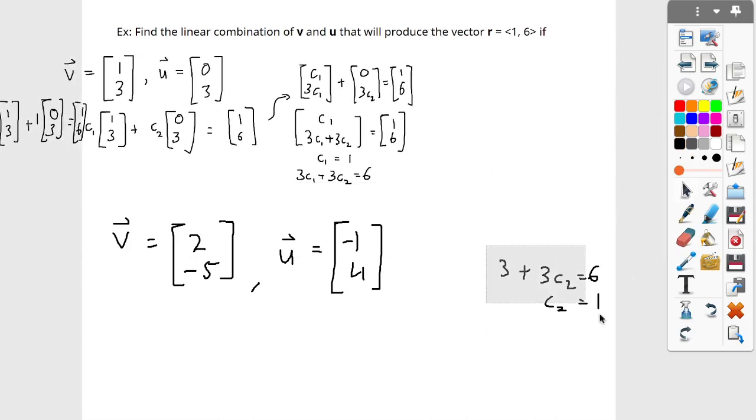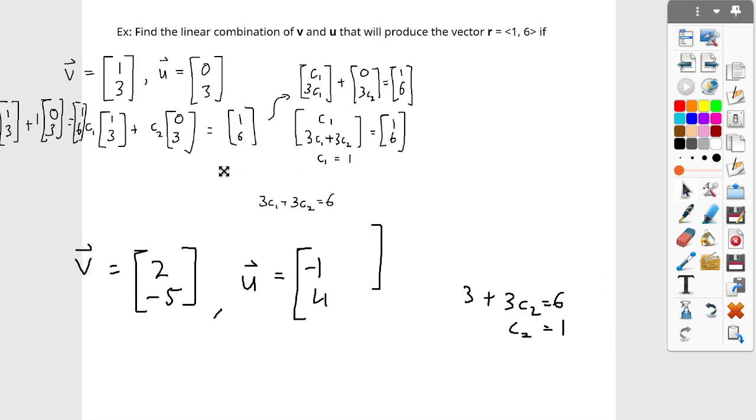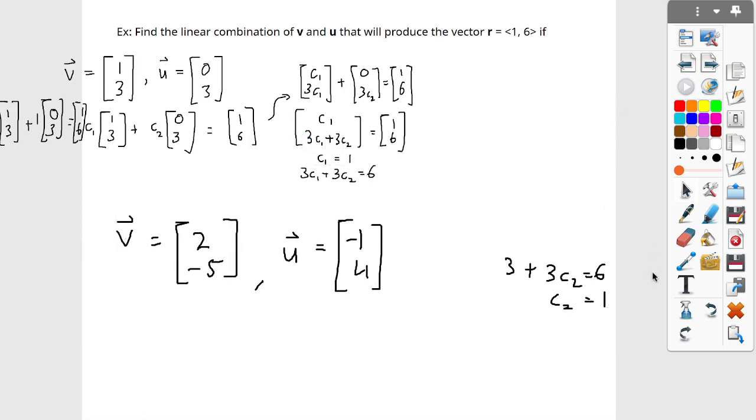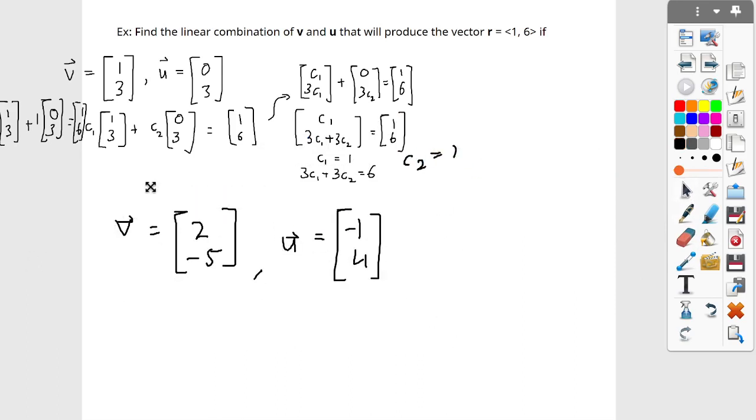Now, the second question's harder. If I can actually move the thing, please, please, please let me move the thing. C2 equals 1. There you go. Anyways, let's start the next question.